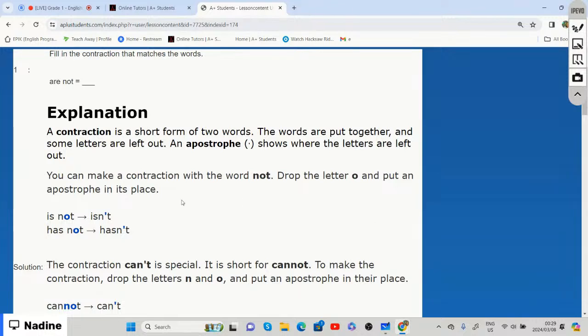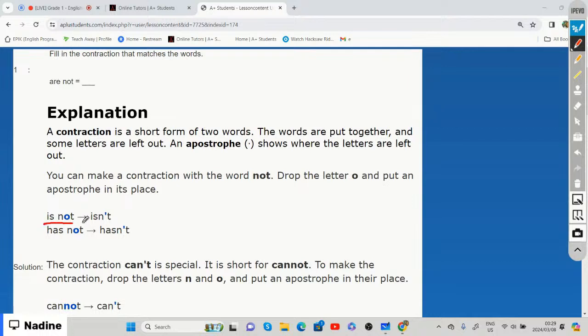All right. Then we have the contractions with the word not, which is a negative contraction, right? So when we get to the word not, we're going to drop the O of the word not, and then we're going to put the apostrophe in its place. So you're still going to put the N and the T down, but we're going to drop the O, and then we put the apostrophe in its place. And we made an example of contractions with not. Here we have more. Is not, you can say isn't. Has not, hasn't. Right? You can even say have not.